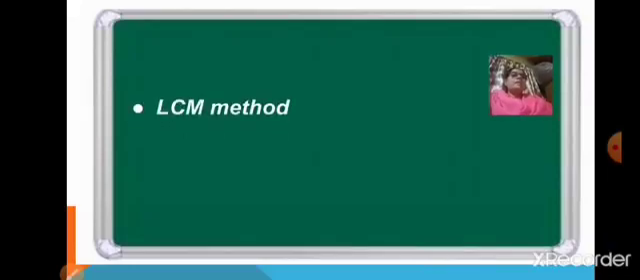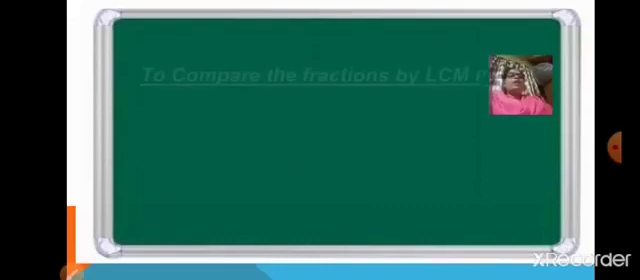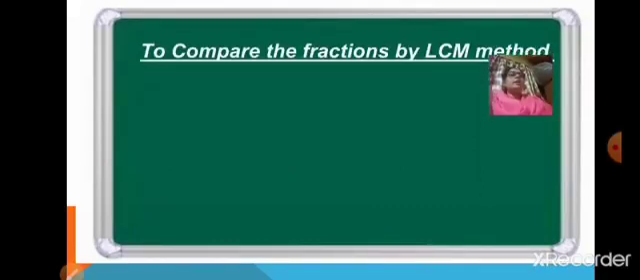Now, unlike fractions can be compared in different ways. The first is the LCM method, where we find the least common multiple of the denominators, and the second method is the cross multiplication method. So today we will be learning how to compare the fractions by the LCM method.